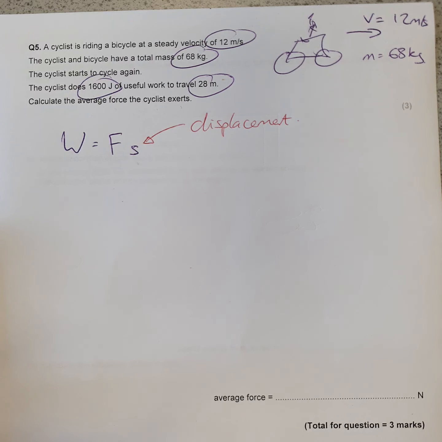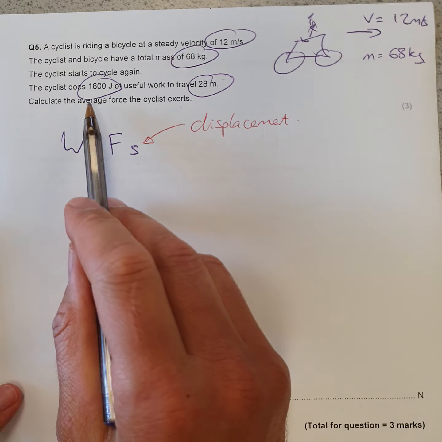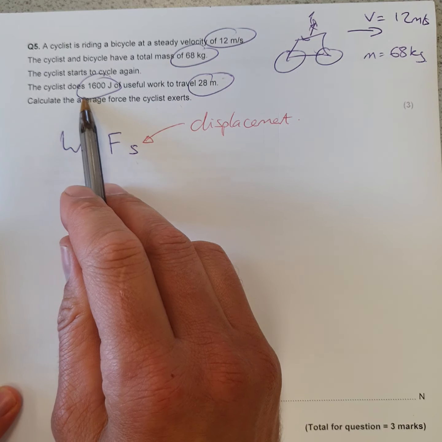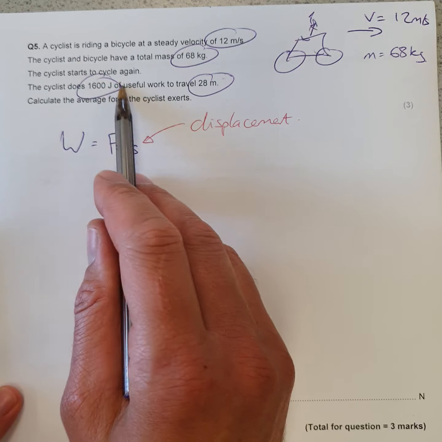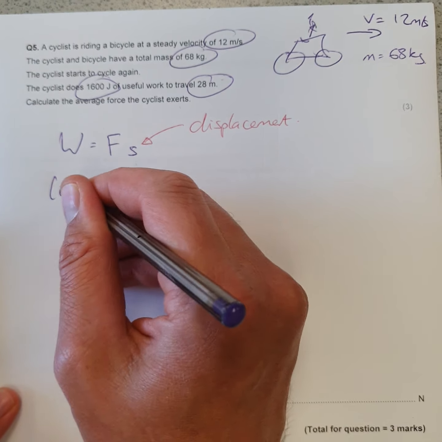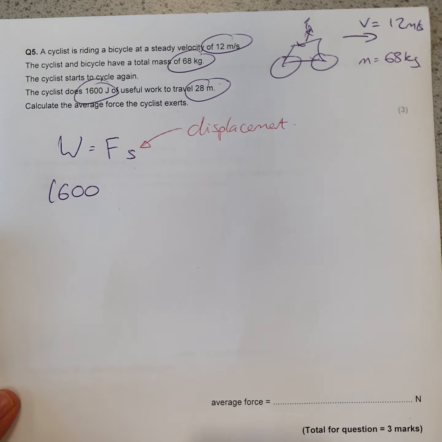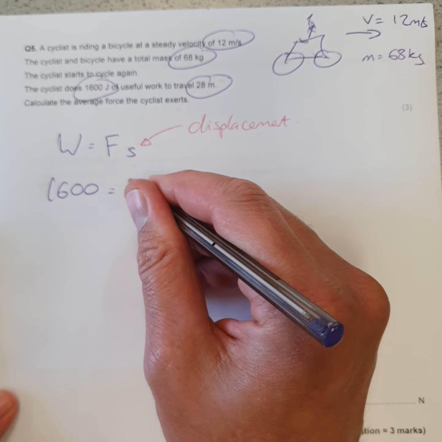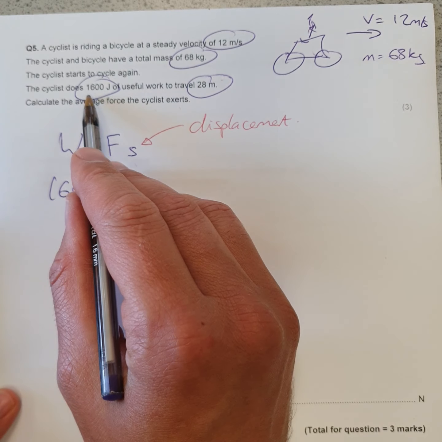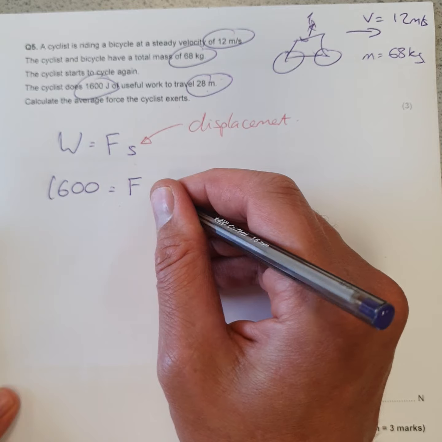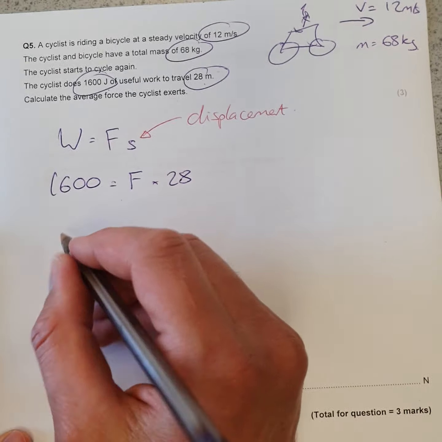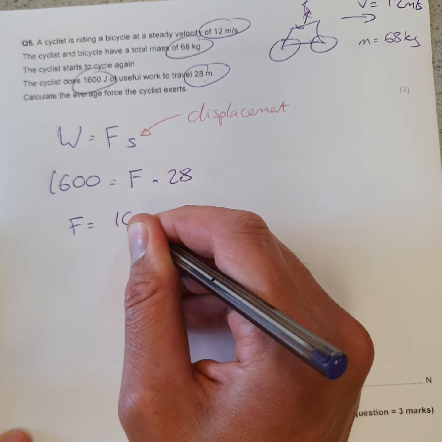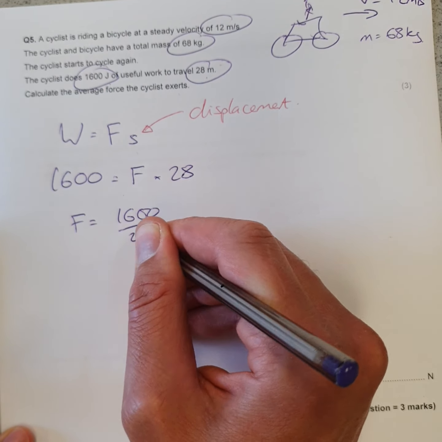So let's think about, what do we know in this question? What are we given? Well, we know that the work done, the useful energy, the energy that's been transferred, is 1,600 joules. We want to know the force, and we know that they've transferred that energy in traveling 28 meters. So a little bit of rearranging. F is going to be 1,600 over 28.